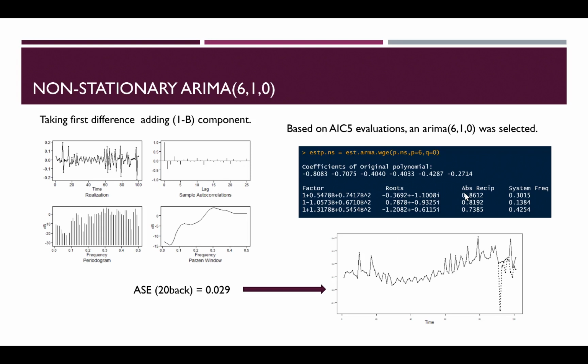So now let's look at a non-stationary model with a single (1-B) component. Here we see that we did the differencing with the (1-B), and we took out a lot of that wandering. Looking at the AIC on this, we get an ARMA(6,1,0), which, when you look at the ASE values, at least on the last 20, really doesn't look too good. We probably need to do a rolling window on this or figure out why we're getting this big peak down there. It looks like this model needs some work.